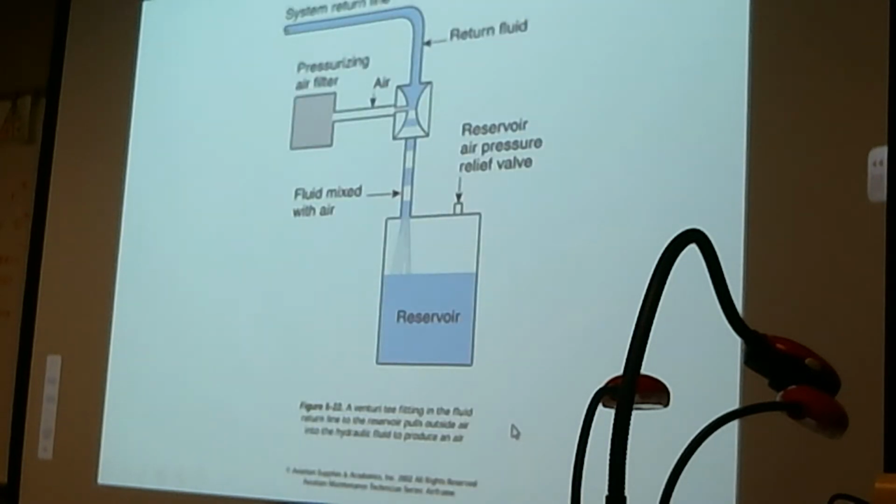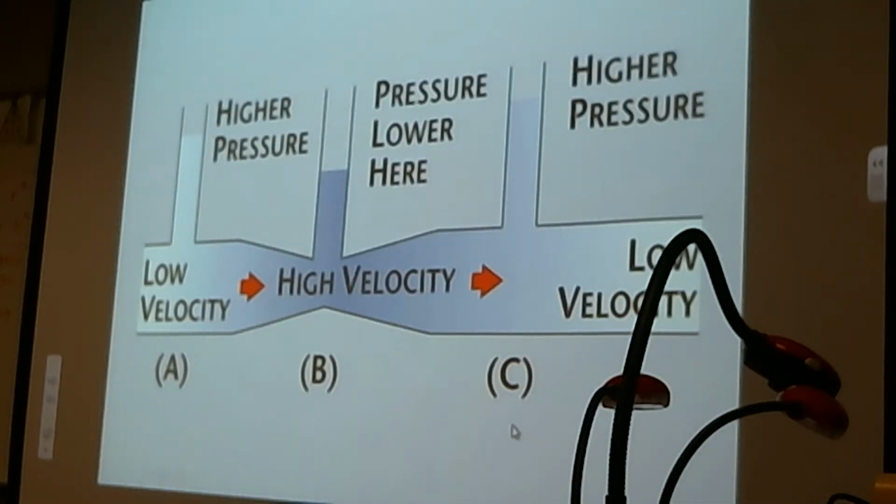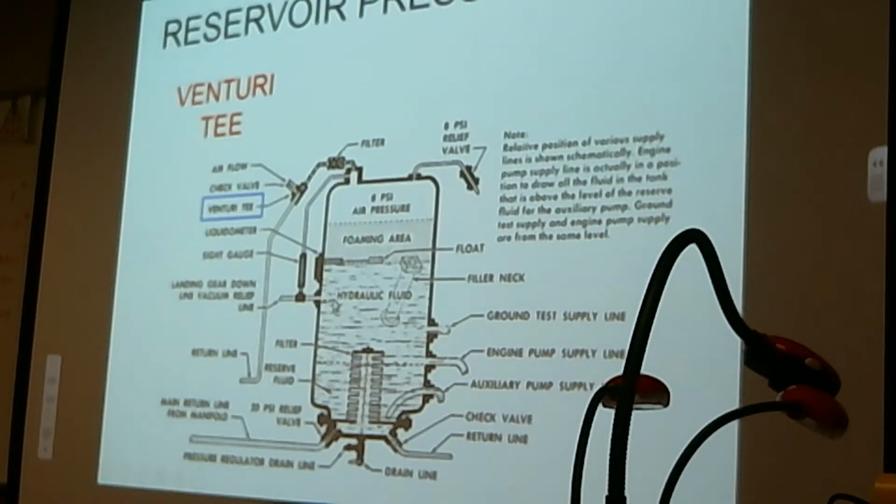Here's another picture of one from a book, kind of shows you the idea. And you realize with any type of Venturi, you're creating a drop in pressure by flow of a liquid. So you have a high velocity created at the inlet of the Venturi that creates a lower pressure, and that would allow the air to enter into the throat of the Venturi.